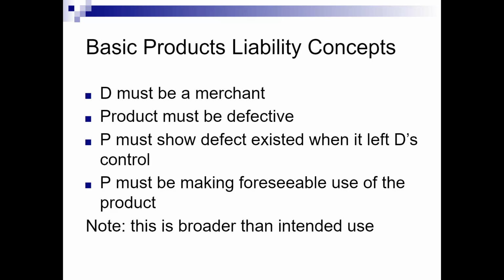Basic products liability concepts. The defendant must be a merchant. Product must be defective. The plaintiff must show the defect existed when it left the defendant's control. The plaintiff must be making foreseeable use of the product. Note: this is broader than intended use.